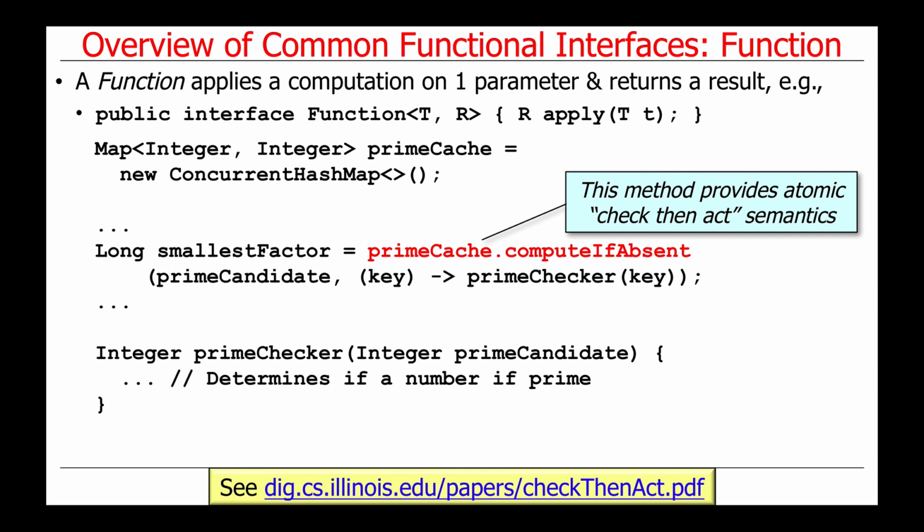The computeIfAbsent method is a special atomic check-then-act method that's defined by concurrent hash map. And what it means to be atomic is that even if multiple threads of control are simultaneously calling computeIfAbsent on multiple cores within an application, this value will only be computed once, and it will be done in a way that does not corrupt the internal state of the hash map, which would otherwise be possibly subject to race conditions if we didn't use an atomic check-and-act method like computeIfAbsent.